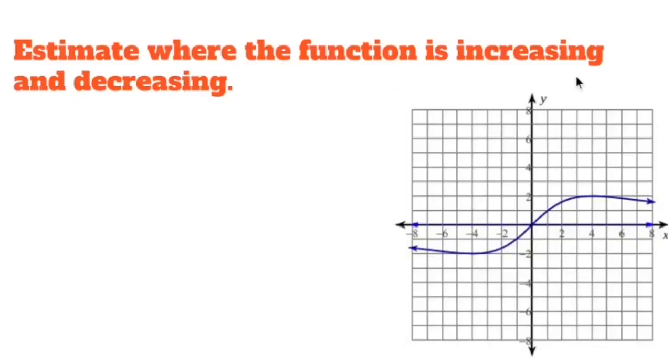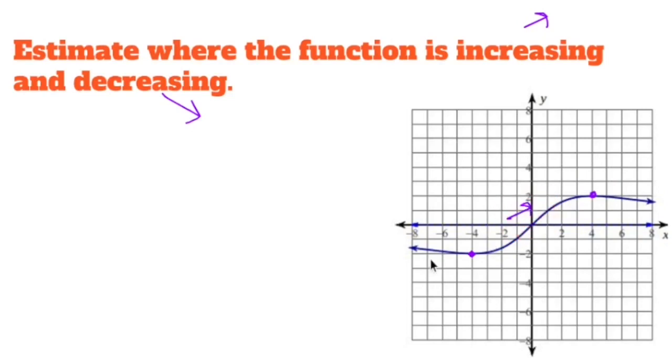Estimate where the function is increasing and decreasing. All right, well, increasing means my function's going up. Decreasing means my function is going down. Now, I'm going to try my best to make this as pretty as possible. It seems here that that's where things change. It looks like it's decreasing all the way up until -4. Now it's going uphill up until about regular 4 and then going downhill again.